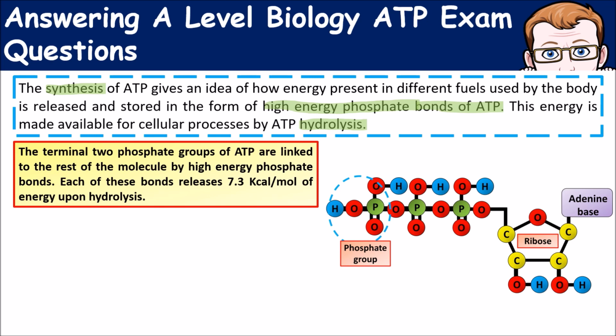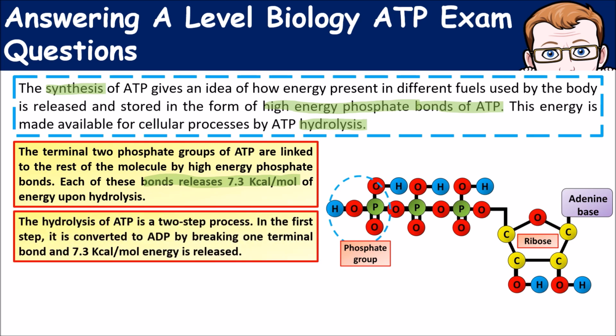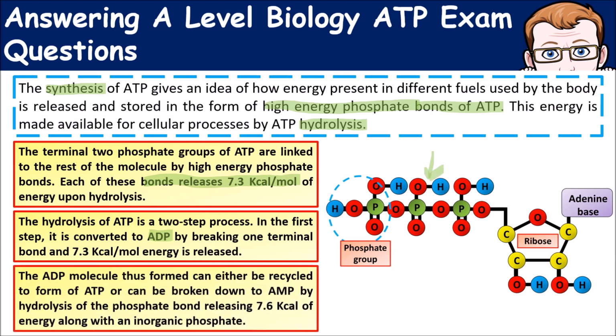Each bond releases about 7.3 kilocalories per mole of energy upon hydrolysis, a relatively large amount. The hydrolysis of ATP is a two-stage process, because first it's converted into ADP before that third bond is broken, which would make it into AMP. Like we've said, each one of those releases 7.6 kilocalories of energy.